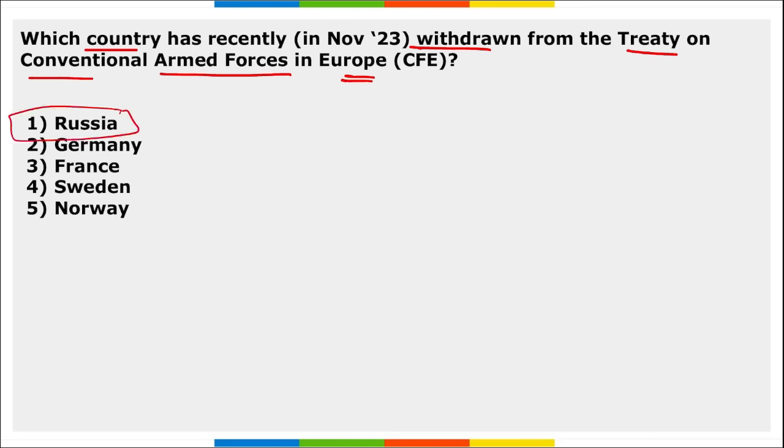Next, which country has recently withdrawn from the Treaty on Conventional Armed Forces in Europe? It is Russia, right? And remember, this treaty was signed by 23 participating nations belonging to NATO and Warsaw Treaty Organization. It was signed in 1990 in Paris, and it aims to stop USA from building up forces that could be used in swift assault. And Russia has withdrawn from this treaty recently, correct? And the reason was because of the NATO's eastward expansion, and it is a threat to their security. That is the reason they have withdrawn from this treaty.